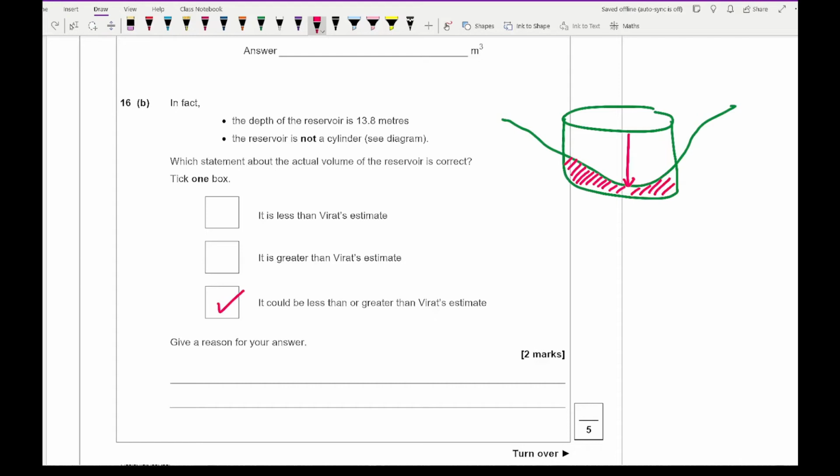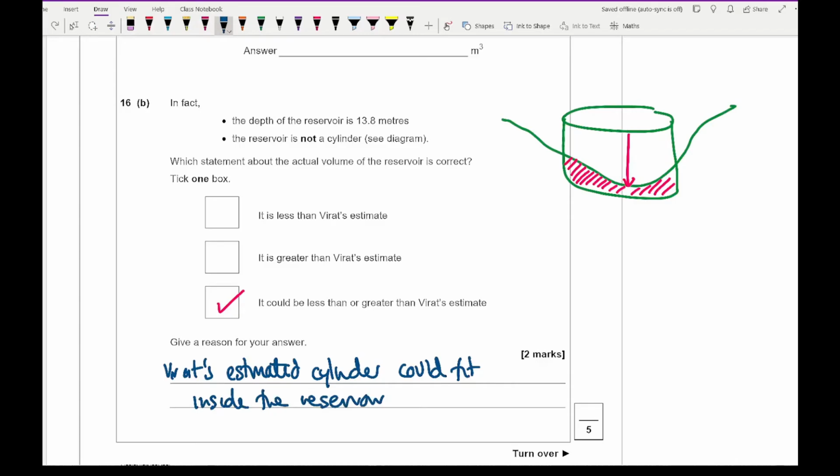And the reason for that is because we don't know whether the area in the reservoir is going to be bigger or smaller than the cylinder. So something along those lines would have been absolutely fine. So let me just write down something here. I would say something along the lines that Virat's estimated cylinder could fit inside the reservoir or might not, despite knowing it's deeper. So something along those lines would be absolutely fine.